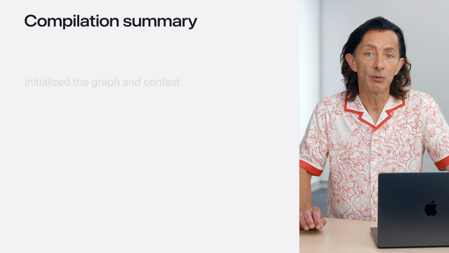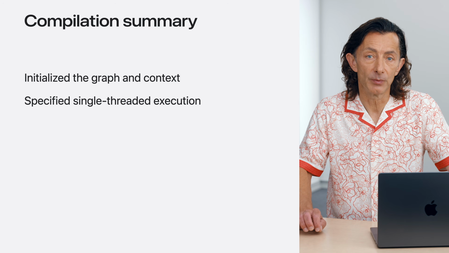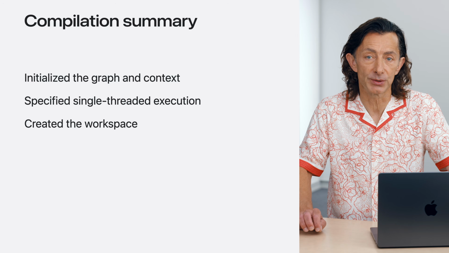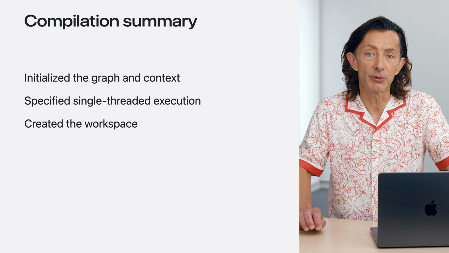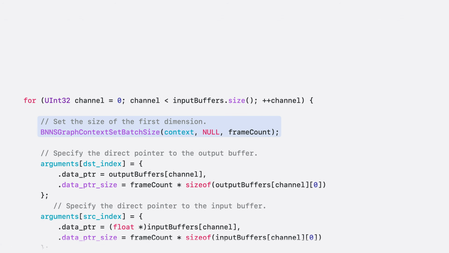And there we go. We've initialized the graph and context, specified single-threaded execution, and created the workspace to ensure BNNS doesn't perform any allocations. We are ready to execute the graph. Let's now take a look at the code required to do just that. The setBatchSize function sets the size of the first dimension of the input and output signal shapes to the number of audio samples in the frame. In this case, the second argument refers to the function name in the source file. However, because the source file only contains a single function, I can pass null.